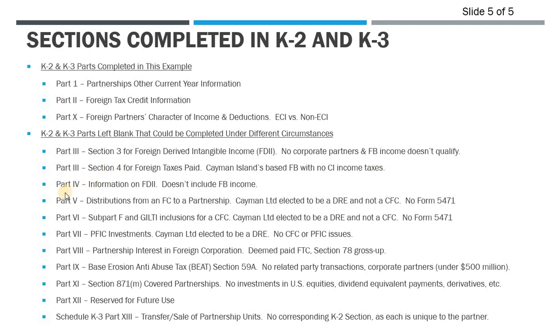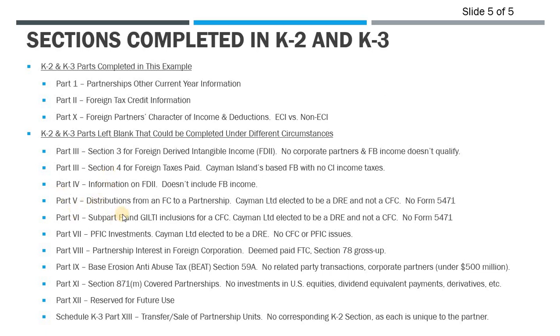All right, the next part that we're leaving off here, Part 4, again, additional information on Foreign Derived Intangible Income, FDII. Doesn't include foreign branch income, so we're leaving this blank. So Part 3 and Part 4, totally blank because we've got foreign branches here, no FDII and no corporate partners, so across the board, not an issue for us.